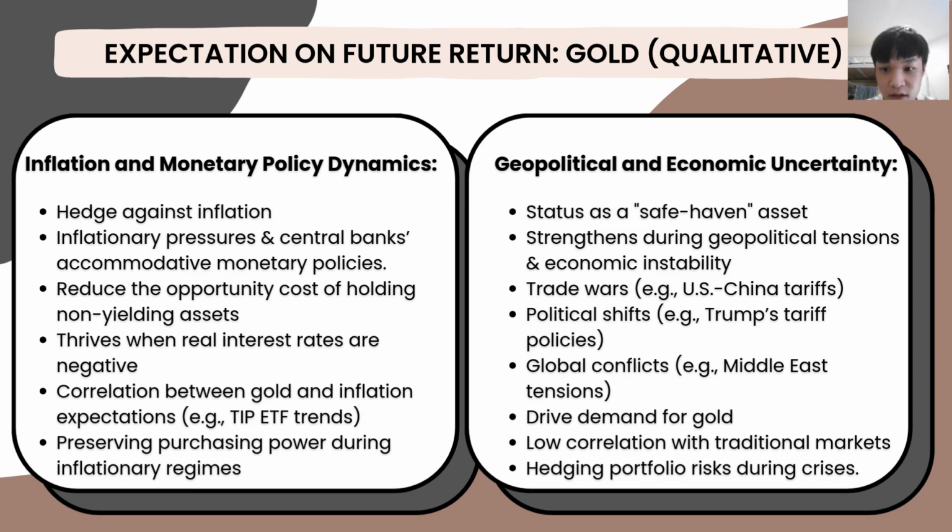Second, geopolitical and economic uncertainty. Gold stands as a safe haven asset, strengthened during geopolitical tensions and economic instability. For example, trade wars such as the US-China tariffs, political shifts like Trump's tariff policy, and global conflicts such as Middle East tensions drive demand for gold as investors seek stability. Gold's low correlation with traditional markets further solidifies its role in hedging portfolio risk during crises.